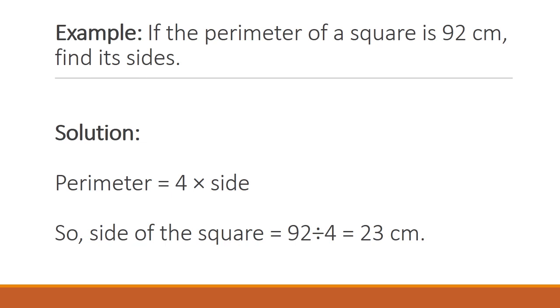The last example, if the perimeter of the square is 92 centimeter, find its side. So here is different. Why? Because I have the perimeter but the sides are missing. So write the formula like normal. The formula perimeter equal 4 multiply side. So 92 equal 4 multiply s. To find s, I do the opposite of multiplication, it's division. So 92 divide 4 equal 23 centimeter.